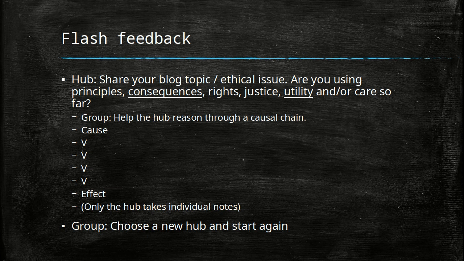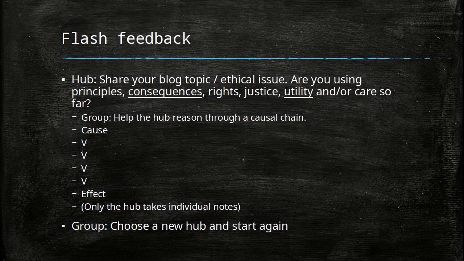It's just a little bit of an invention activity where they get to hear from each other and put their heads together to come up with some ideas. The hub is the person who is leading the discussion in the group. In this particular kind of exercise that I like to call flash feedback, after the hub shares theirs and gets some feedback from the group, they temporarily choose a different hub and start again. So everybody gets to go around in a round robin fashion.